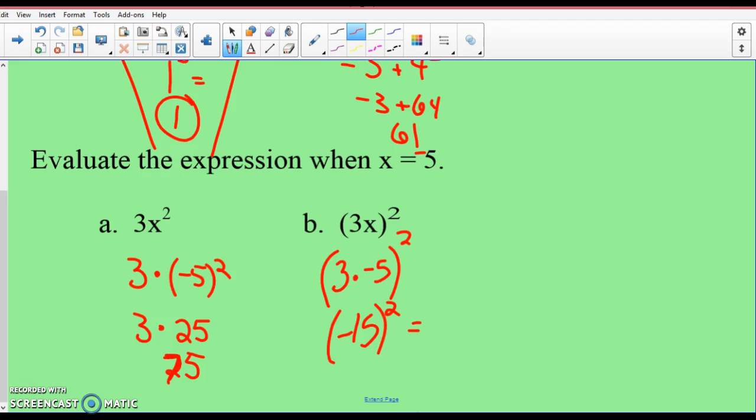You're doing negative 15 times 2. Isn't this negative 15 times negative 15? What's 15 times 15? Oh, no calculators. It's 225. Don't worry. In the next week or two, you will know your perfect squares. Okay? 15 times 15 is 225, and it's going to be positive.